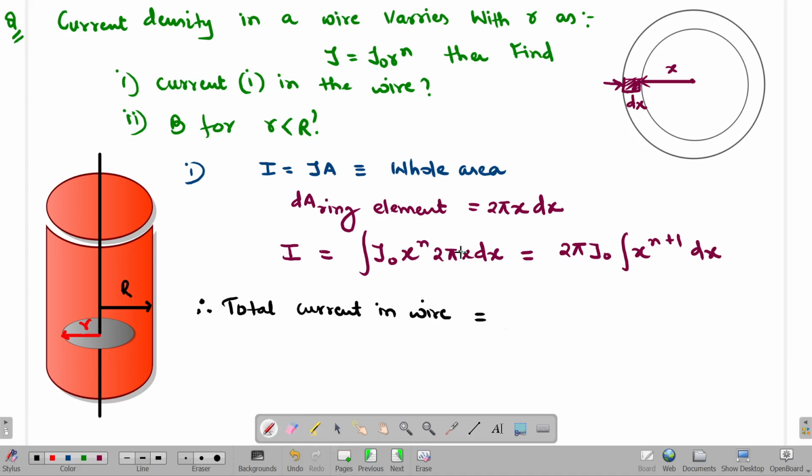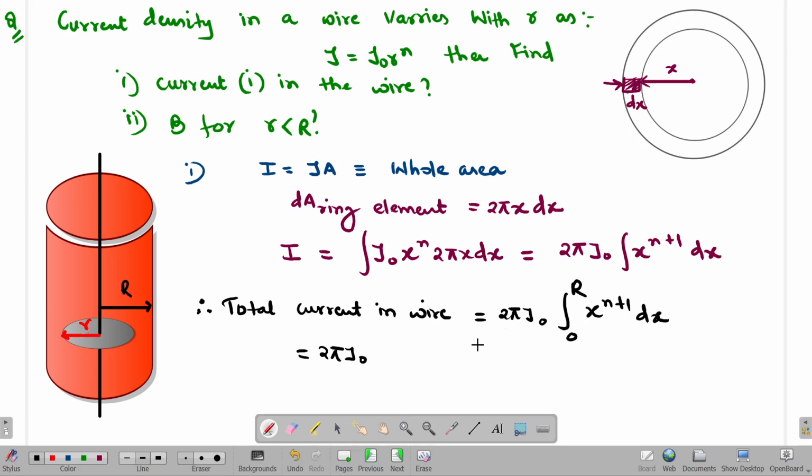No. That is integration over here. Inside, this is n x to the power of n. This is x to the power of n. So it will become x to the power of n plus 1, or not? So the total current in the wire is 2 pi j naught, integral from 0 to capital R of x to the power of n plus 1 dx. So this becomes 2 pi j naught, got it or not?